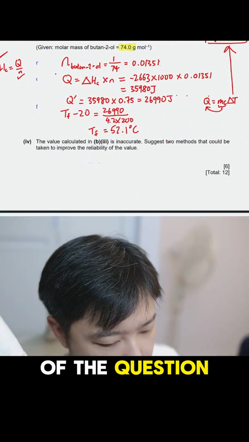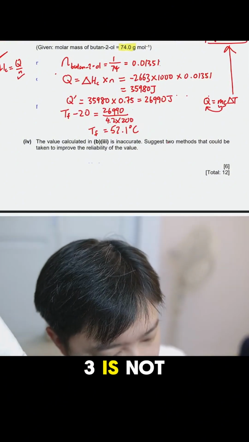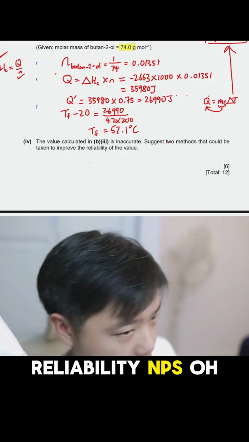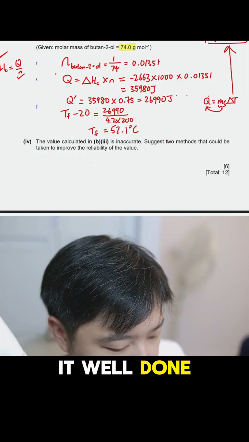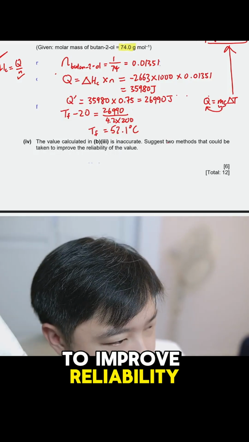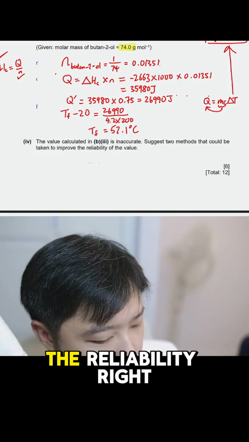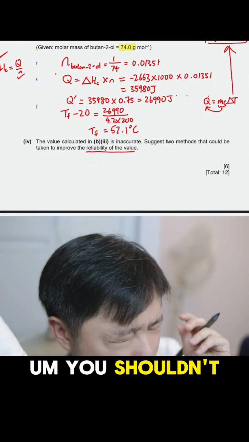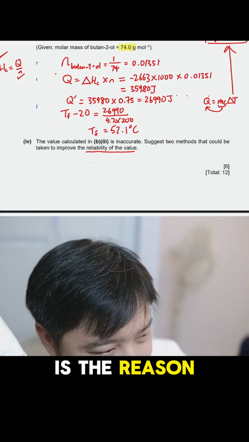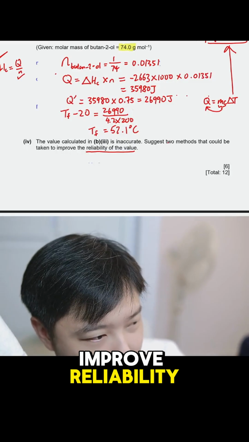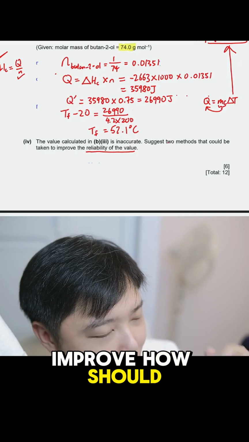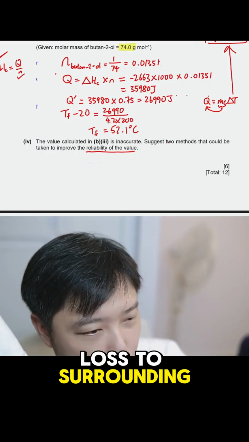Okay, last part of the question. The value calculated in B part 3 is not accurate. Suggest two methods that can be used to improve reliability. Oh, Sniper, you got it. Well done. Two methods that can be taken to improve reliability. You shouldn't say heat loss to surroundings, because heat loss to surroundings is definitely the reason. They are asking how to improve reliability. So how should you prevent heat loss to surroundings?